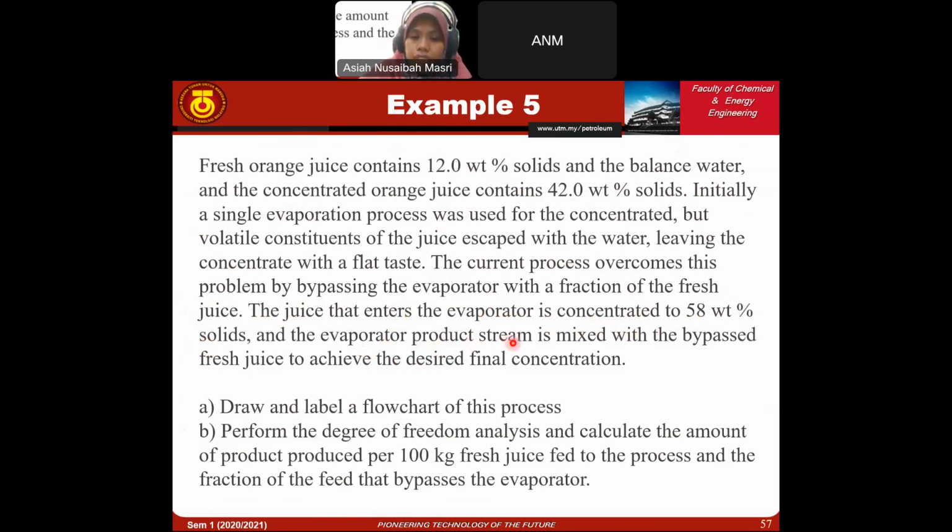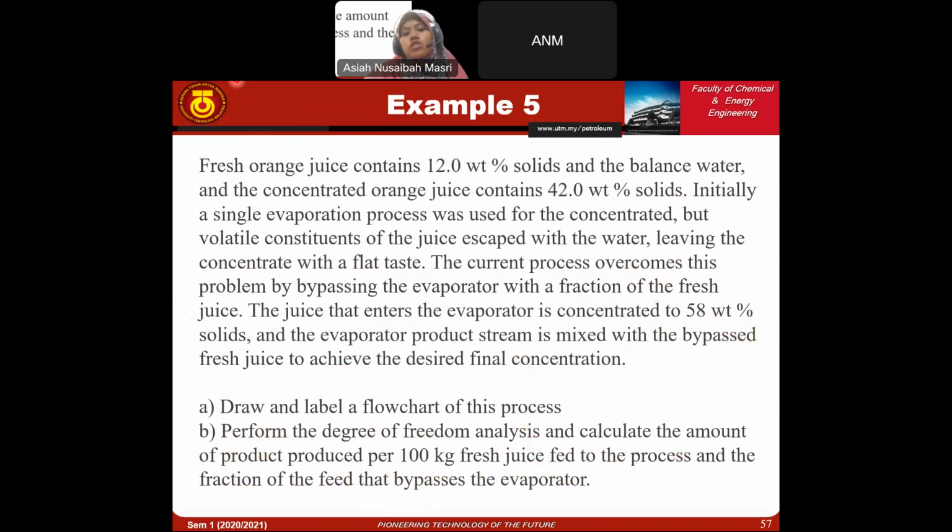And the evaporator product stream is mixed with the bypass fresh juice to achieve the desired final concentration. So we have our desired final concentration. We have a fresh orange juice. This is our target, 42 percent, but in the middle, we will get 58 percent, and then we will create a bypass. Now we have to draw and label a flowchart of this process. Then we have to perform the degree of freedom analysis and calculate the amount of product produced per 100 kilogram fresh juice fed to the process and the fraction of the feed that bypasses the evaporator.